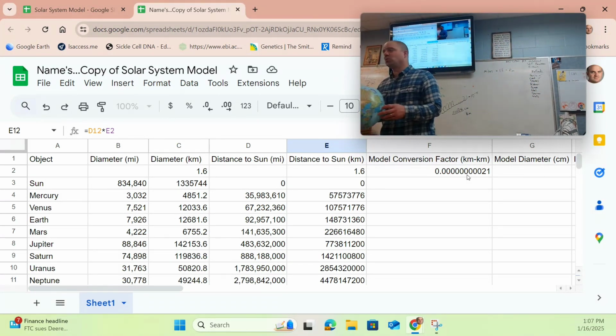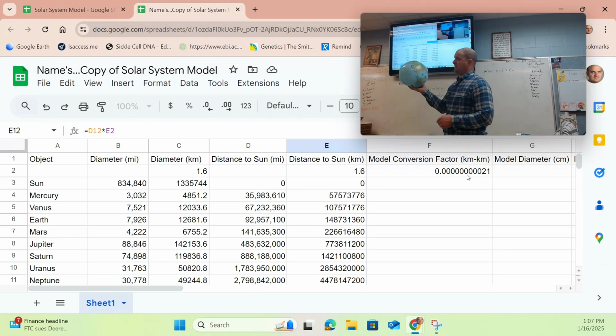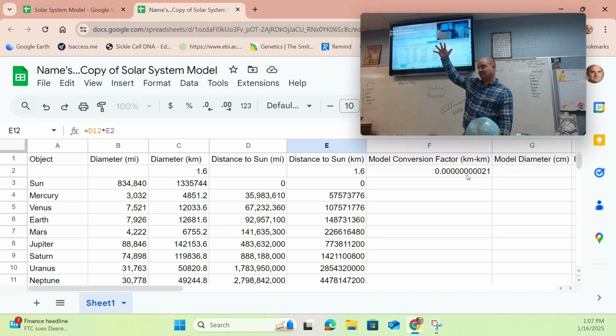Good grief. Do I want to talk about how big our model pieces need to be in kilometers? Would I measure this little beach ball in kilometers? No. So I got a conversion factor to bring the solar system down to our model size, but I need to tweak our conversion factor to make it what I want it to be.